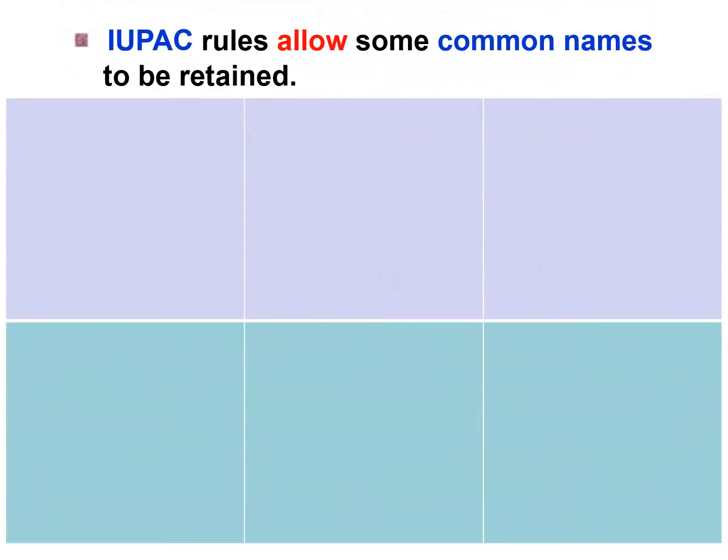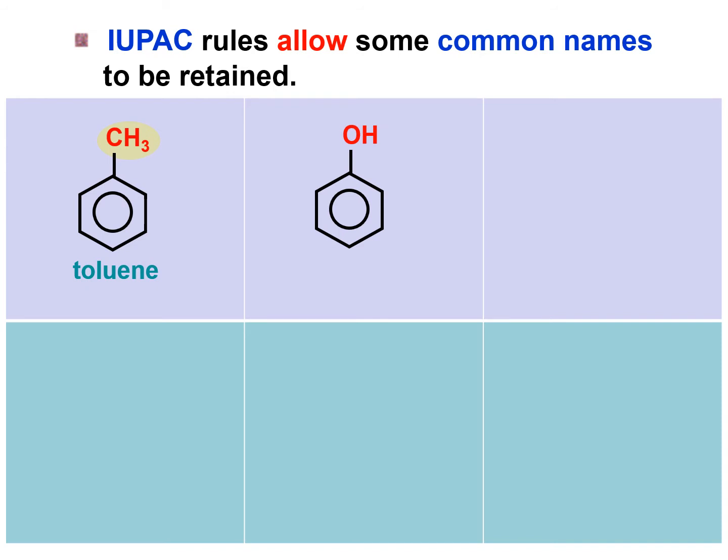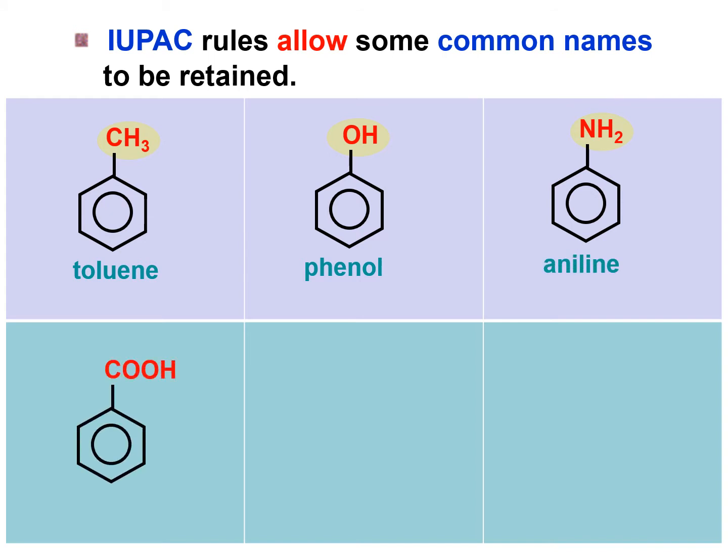IUPAC rules allow some common names to be retained. Methyl bonded to benzene, we call it toluene. If OH is bonded to benzene, the name is phenol. If the NH2 group is bonded to benzene, we call it aniline. COOH bonded to benzene, the name is benzoic acid.